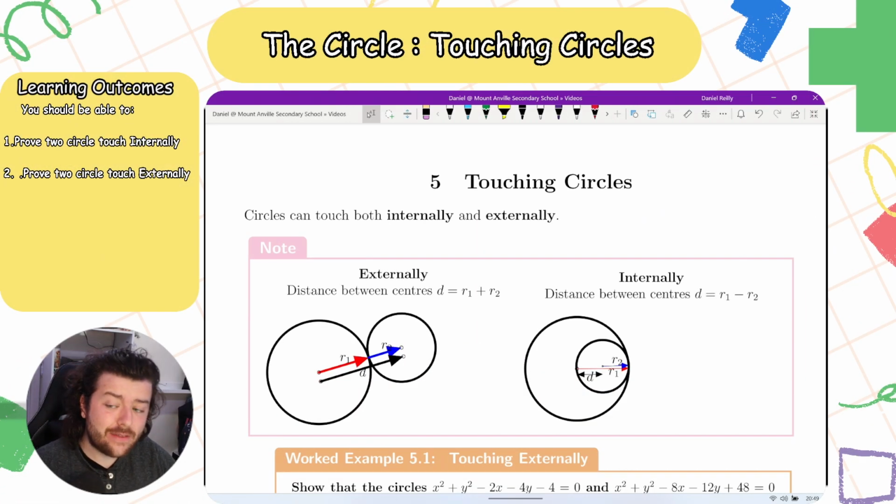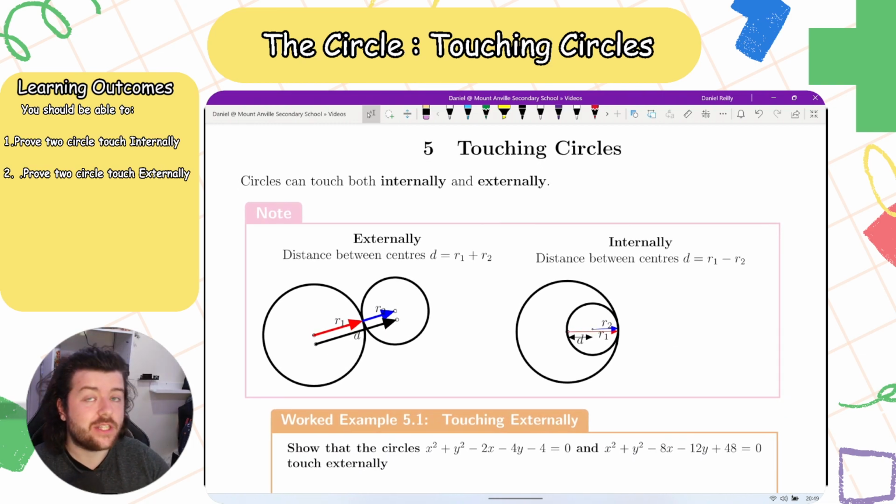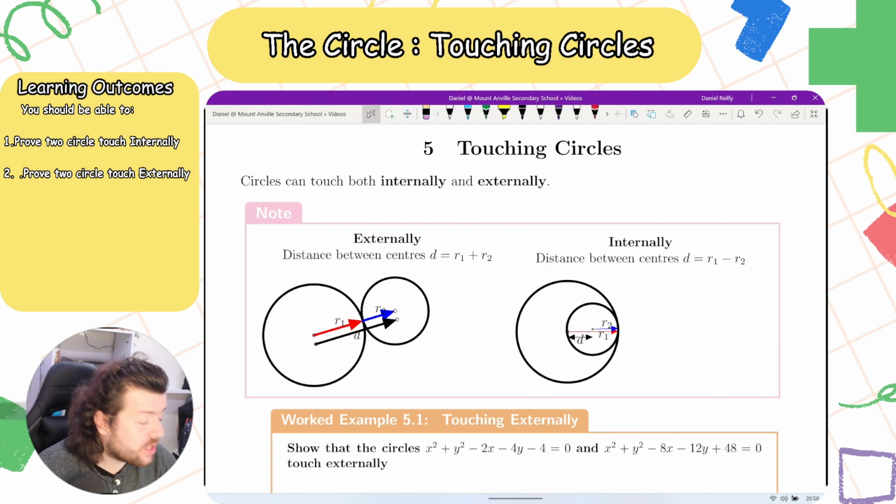Hello everyone. In this video we are looking at touching circles. So what do we mean by touching circles? Well, circles can touch two ways. They can touch externally and they can touch internally. When two circles are touching, it just means they are intersecting at one point.